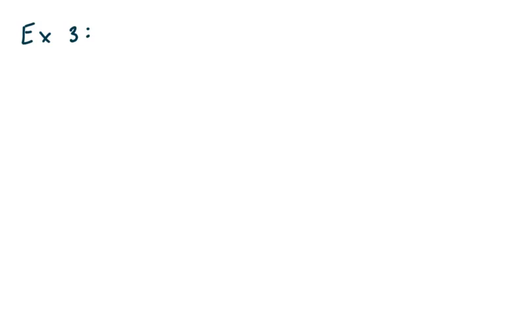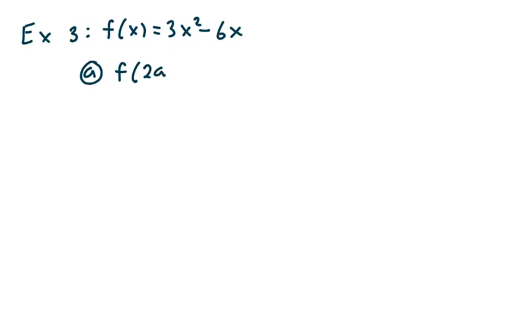Suppose I give you the following. f of x equals 3x squared minus 6x. Okay? Now, in part A, I want f evaluated at 2a.